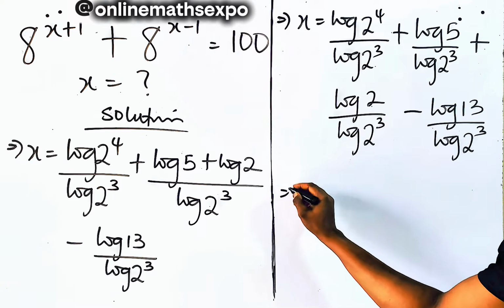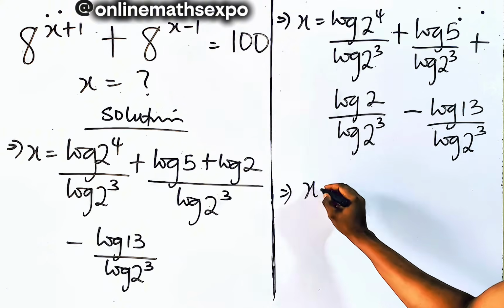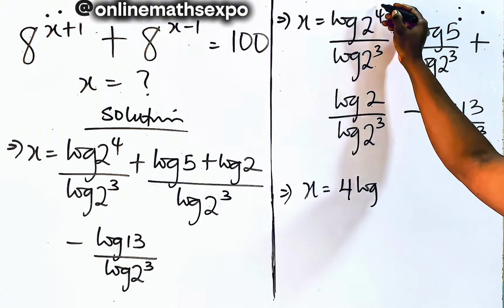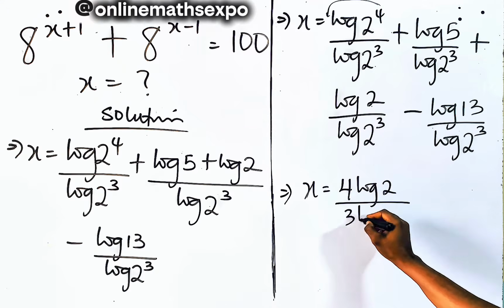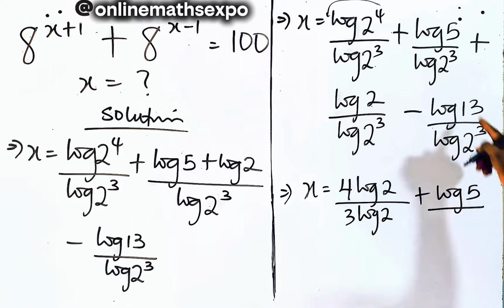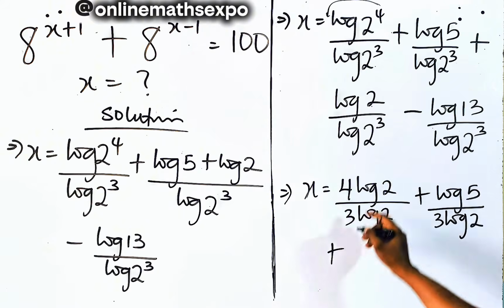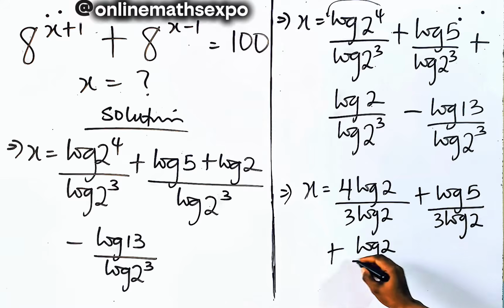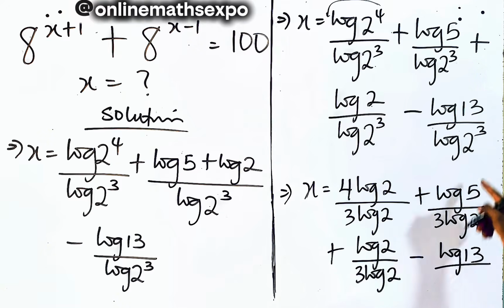Now at this point, just remember we said the power multiplies the log. So it's going to give us x is equal to 4 log, this power will multiply. So we have 4 log 2 divided by, do same here, so we have 3 log 2. So we have plus log of 5 divided, do same here, we have 3 log 2, plus, for this we have log of 2 divided, do same here, we have 3 log 2, minus, we have log of 13 divided by, this will give us 3 log 2.